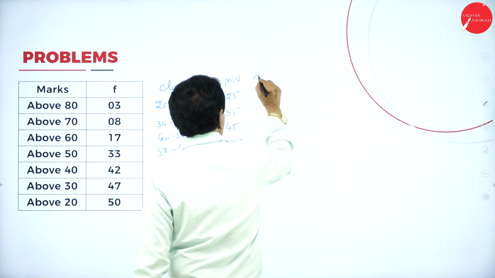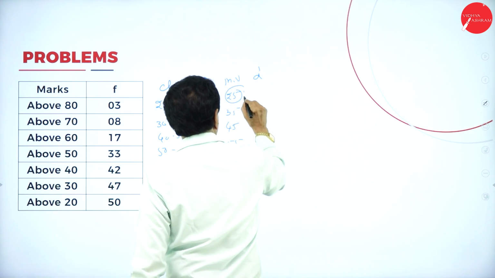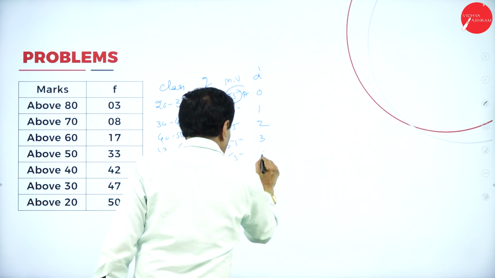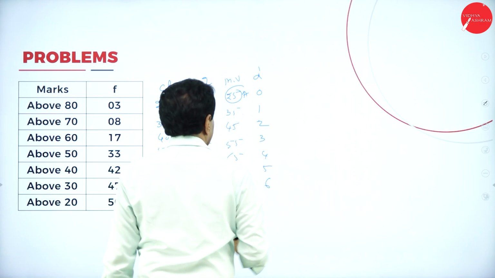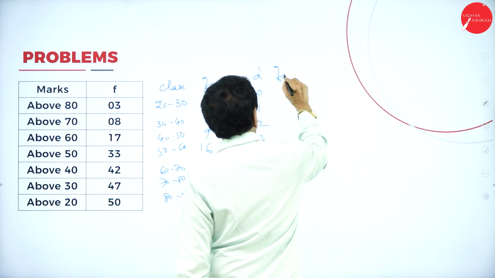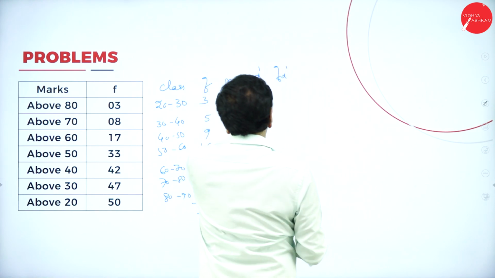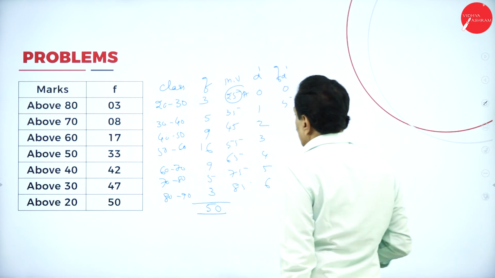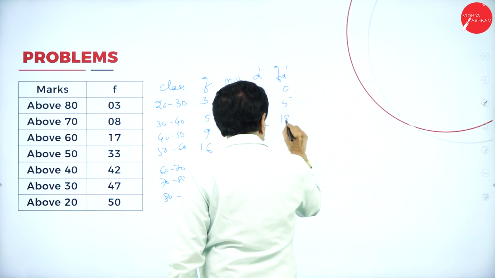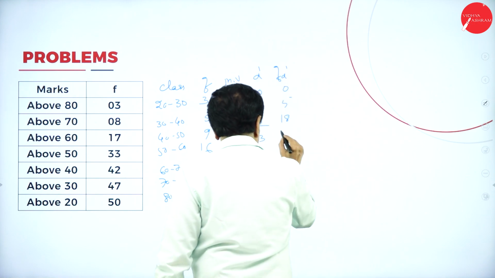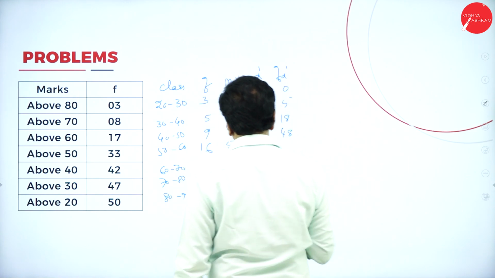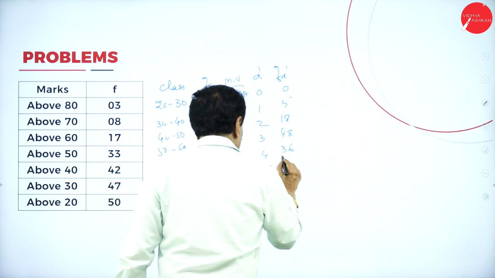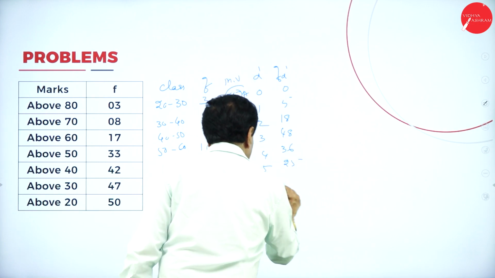Now D dash, first number 0, 1, 2, 3, 4, 5, 6. Then FT dash, frequency times D dash: 3 into 0 is 0, 5 ones are 5, 9 twos are 18, 16 threes are 48, 9 fours are 36, 5 fives are 25, 3 sixes are 18.